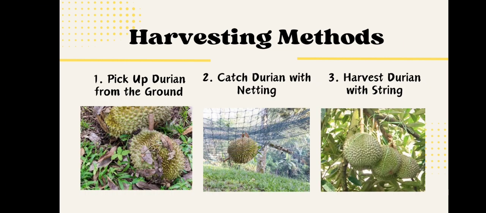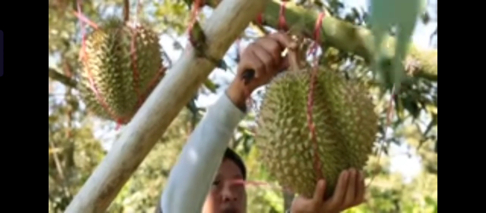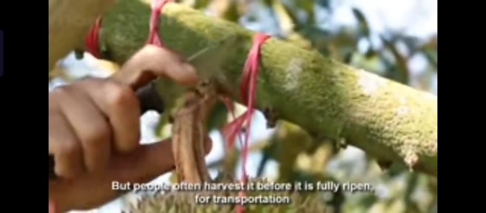Harvesting method, meron tayong tatlong harvesting method. The first one is pick up durian from the ground, catch durian with netting, harvest durian with string. So yan, ipapakita ko sa inyo yung isang video kung paano siya mag-harvest ng durian.